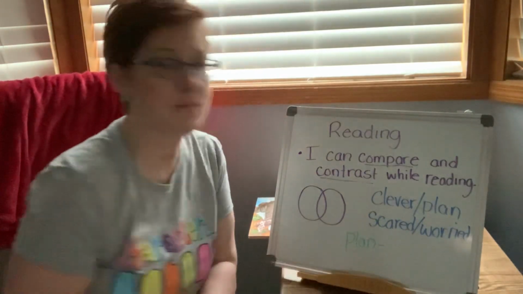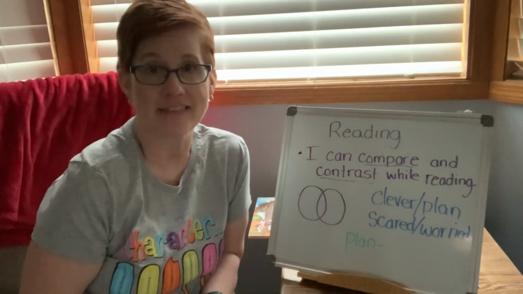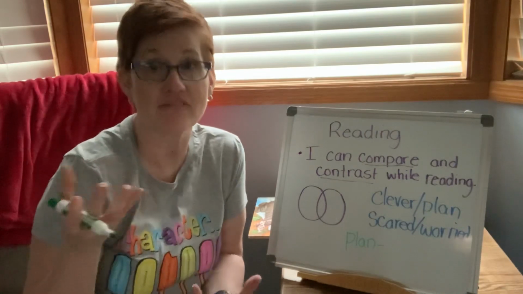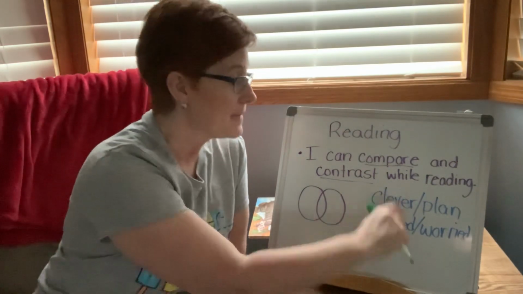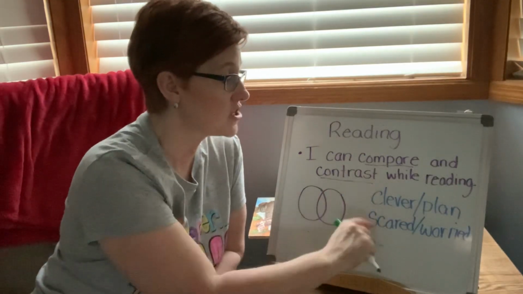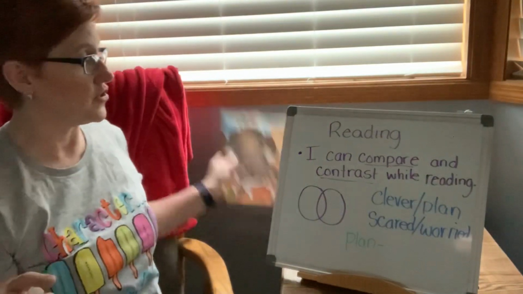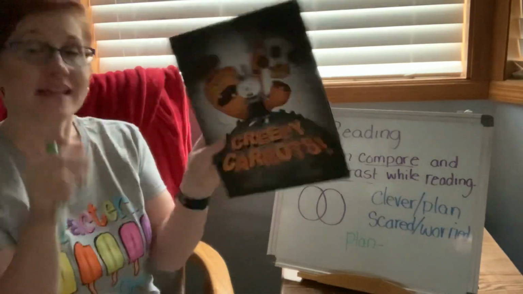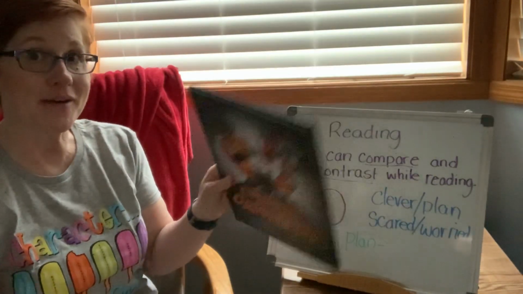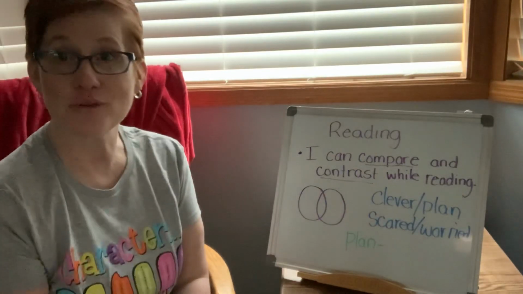So one did it at the beginning and the other one came up with a plan at the end. So that's something that's the same, other than the fact that they're both rabbits. They both ended up coming up with a plan. And then remember, the thing that's the contrast is that during most of this story, this rabbit is pretty clever and smart. And in this one, he's pretty worried and scared. All right? I hope you enjoyed our new story.